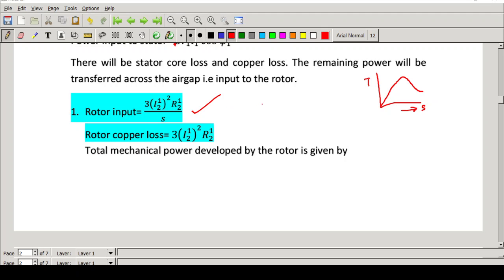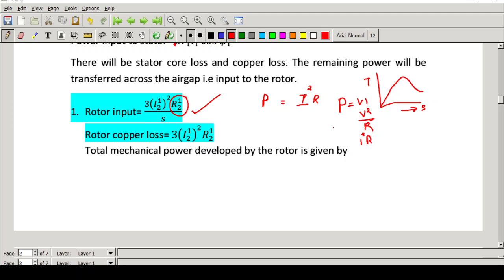Here we are using the relation P is equal to I squared R. Power has three relations: either we can write P is equal to V into I, or V squared by R, or I squared R. So the power input of the rotor is given by 3 into I2 dash, the current flowing in the rotor circuit, into the resistance of the rotor circuit. This resistance is referred to the stator side, and R2 dash by S is the total resistance. Now what about the rotor copper loss?